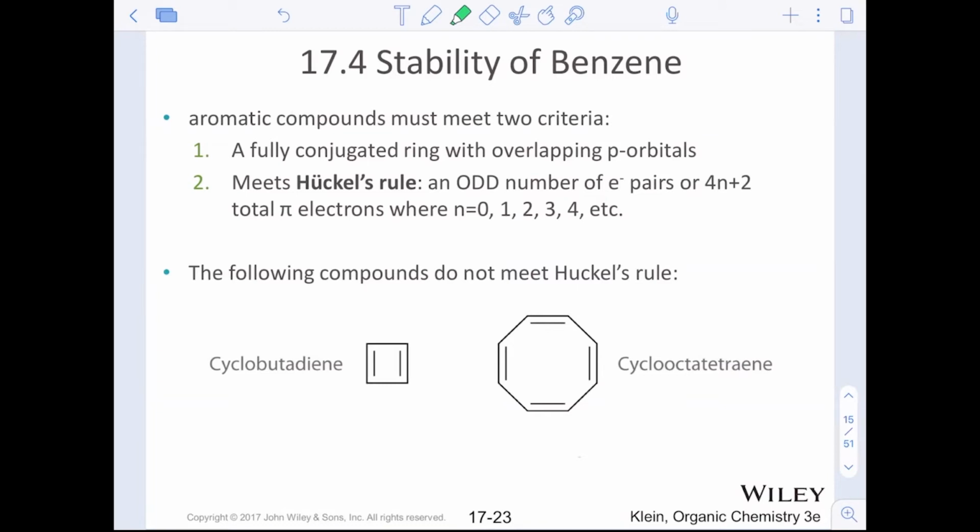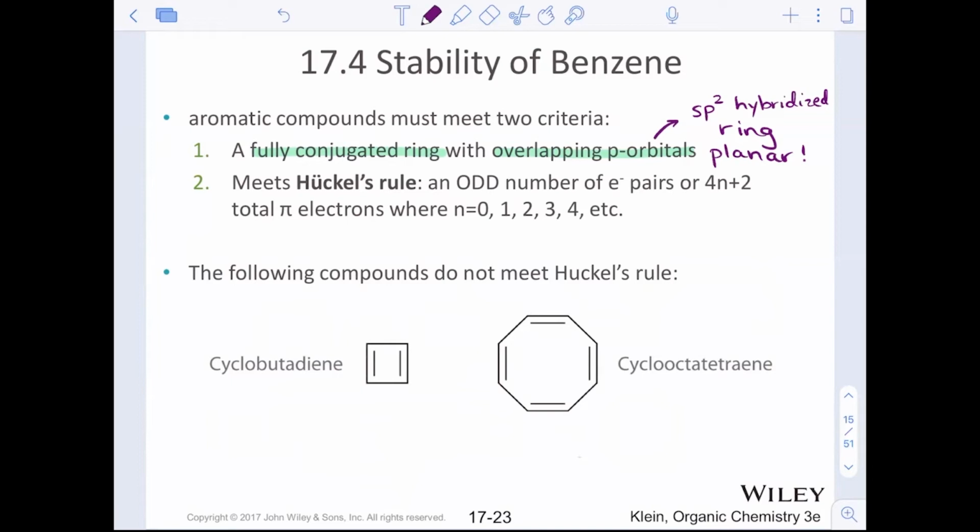The first one is pretty loaded. It needs to be fully conjugated, a ring, and have overlapping p orbitals. That means sp2 hybridized atoms. It has to be a ring, and it has to then be planar, right? If everything is sp2 hybridized, it needs to be completely flat so that all of those p orbitals can be overlapping, okay? And so there's a lot of criteria there in that first statement, fully conjugated with overlapping p orbitals. So it has to be planar to be fully conjugated. It has to have sp2 hybridization because it has to have p orbitals, and also it needs to have a ring.